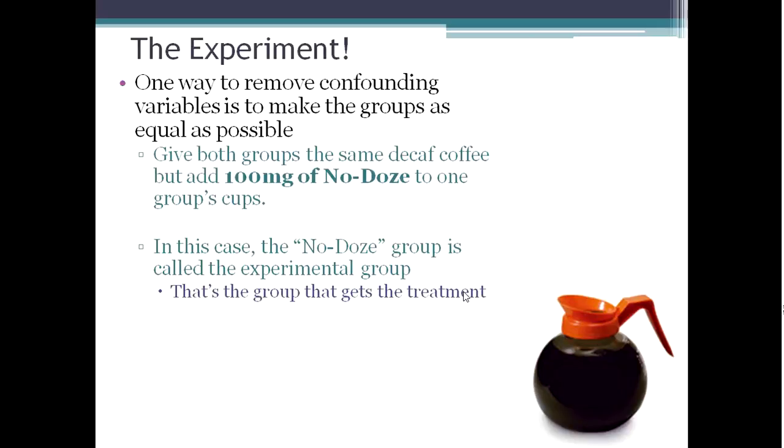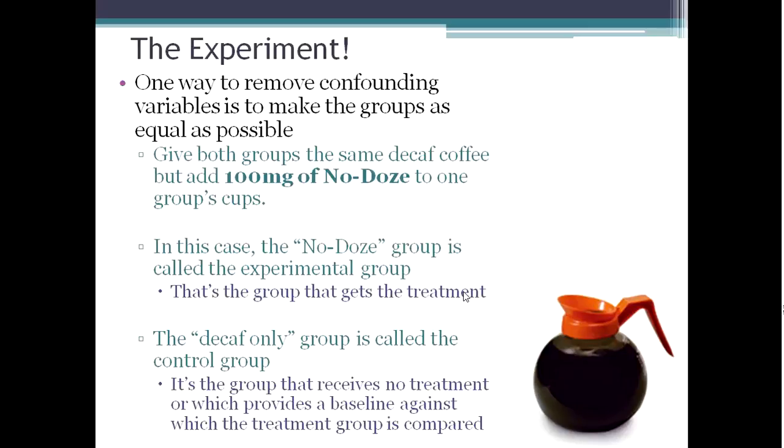Now, we have special names for these groups, the experimental group and the control group. The group that gets the treatment, right, is going to be the experimental group. The group that does not get the treatment, or that is our baseline, is our control group. It is the group that we're going to compare the experimental group to. So we call this the control group.